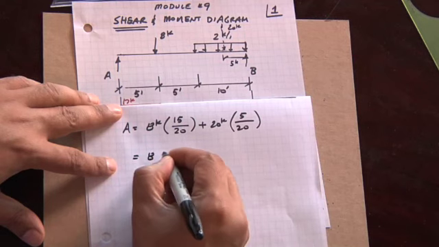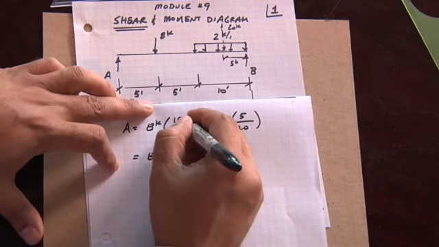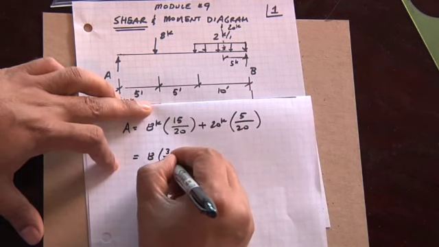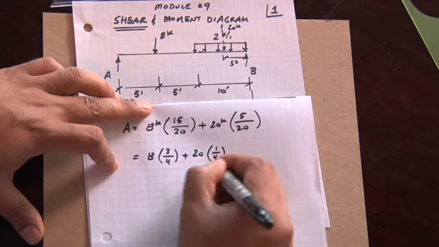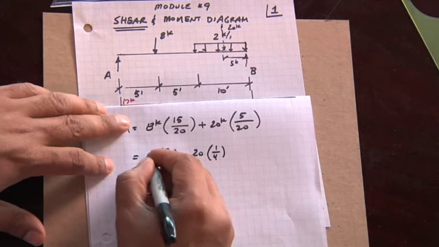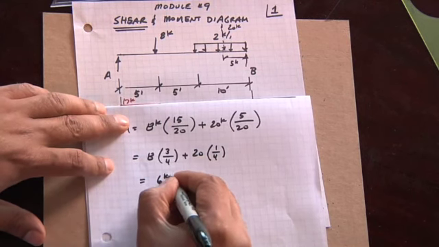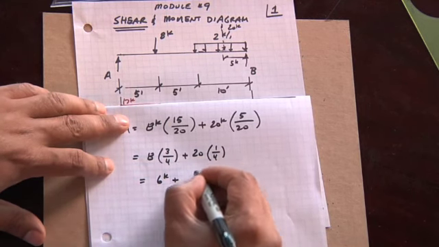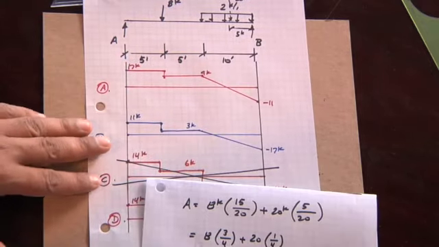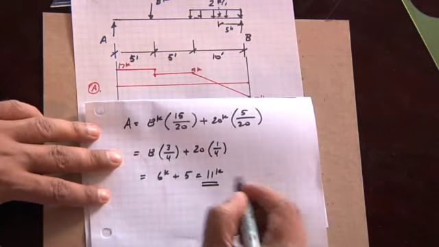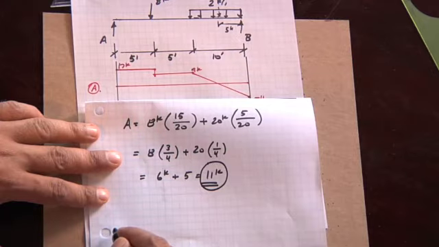So that's 8 times 3/4 plus 20 times 1/4, which is 4 goes into that 2, so that's 6 kips, plus 4 goes into that 5, plus 5 is 11 kips. So with that simple, straightforward one-line calculation, we have the left reaction as 11 kips.